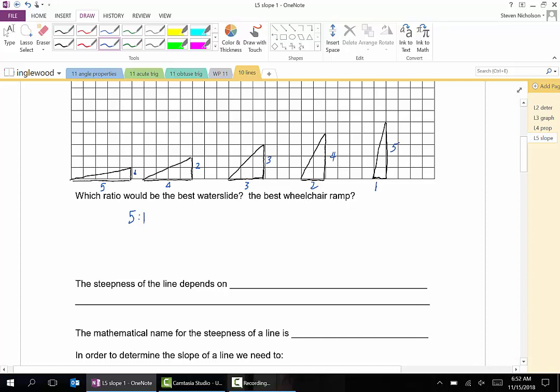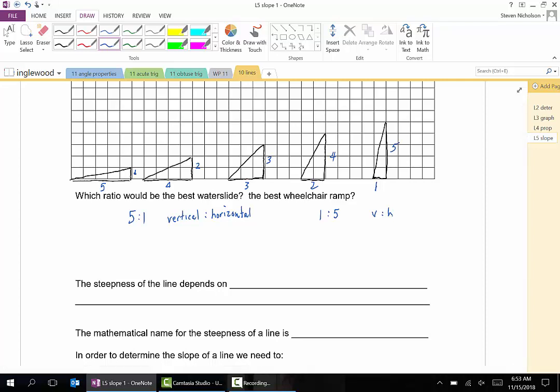And water slides are steep. Water slides allow you to go fast. So in picking one of these triangles, notice how we wrote it 5:1. 5 was the vertical dimension and 1 was the horizontal. So I just want to make note of that because that's going to be important as we move forward. Now, if I said, what's the best wheelchair ramp? Well, we don't want grandma flying down on her wheelchair, so we would pick the first triangle, the 1 to 5. And again, I want you to notice the vertical to horizontal meaning of the 1 and the 5.